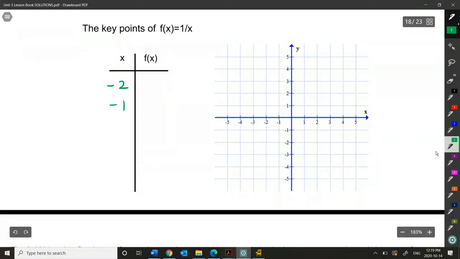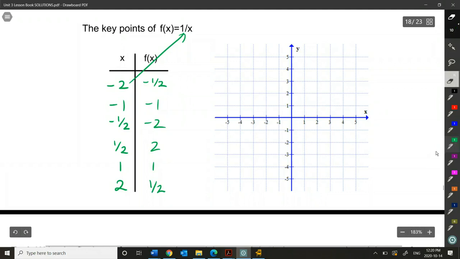We did -2 all the way to +2, but we also included half and -half. And we discussed that technically there's a 0 in between here, but we can't include 0 in our table of values for x. Why can't I put 0 in this table of values? Josh? Makes it undefined. 1 over 0 is undefined. So when we plug each of these in here, what we're going to get is -half, -1, -2, 2, 1, and a half. These are our key points.